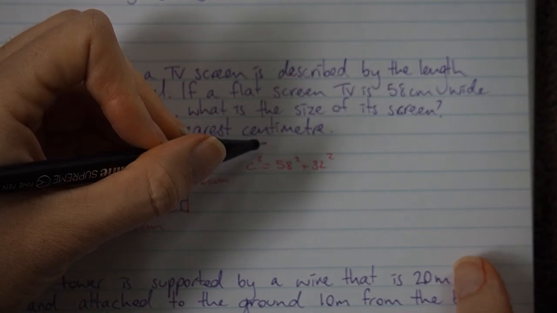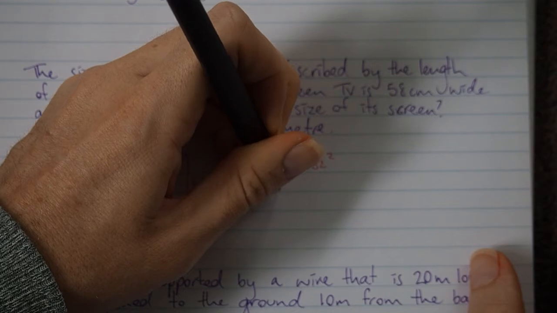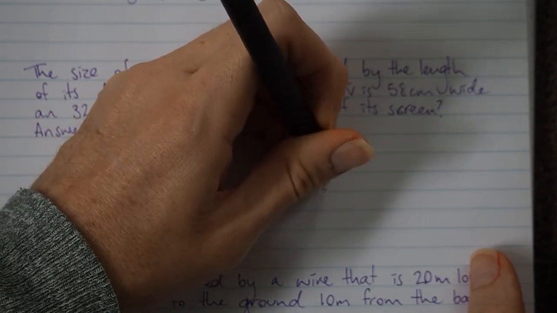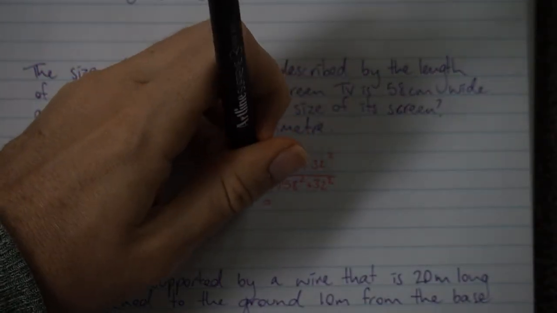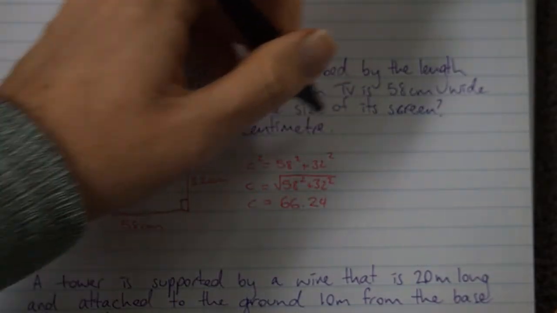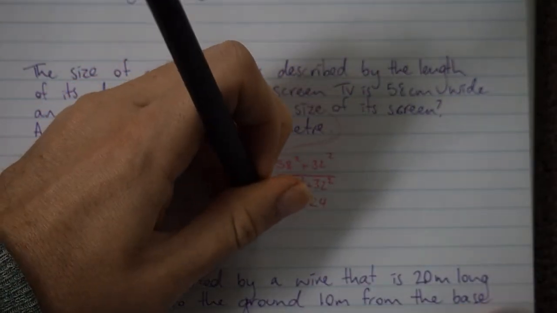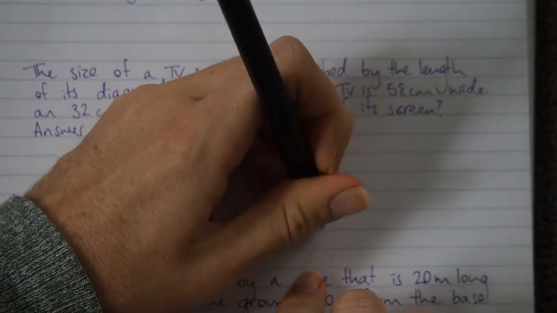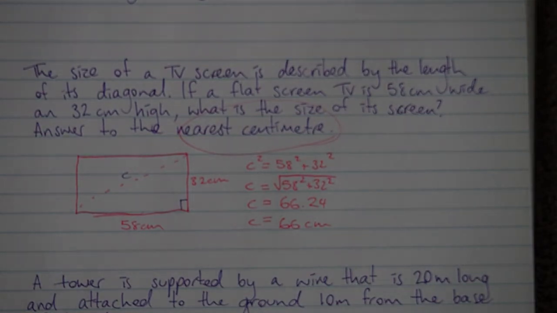Remember, the opposite of squaring is square rooting. So to get c as opposed to c squared, I need to square root the other side. So the square root of 58 squared plus 32 squared. And when I pop that in my calculator, I get c is equal to 66.24. To the nearest centimetre is the detail that I've been asked to show. So of course 66.24 is closer to 66 centimeters. Okay, so that's the size of the TV.